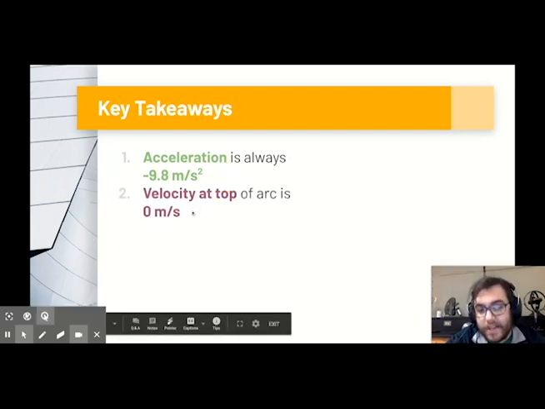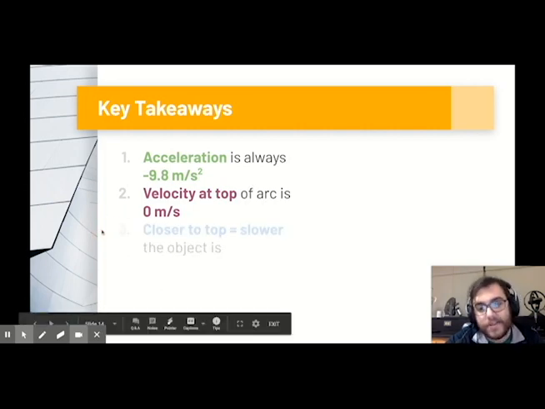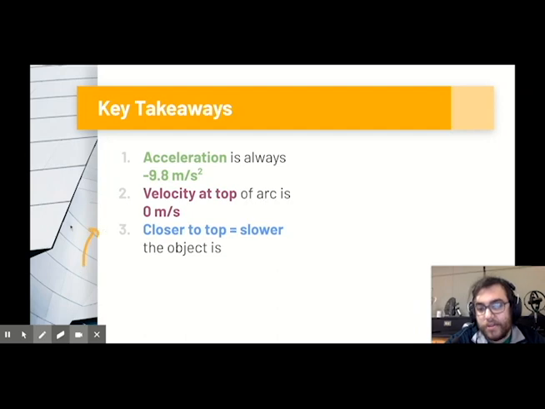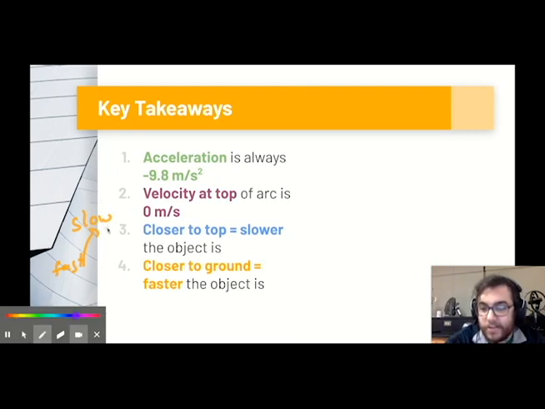Velocity at the top of the arc is always equal to 0 because at some point it's going to have to come back down. So it has to cross 0 at some point. The closer to the top of an arc, the slower an object is. So up here, slow, fast. Closer to the ground, the faster the object is. So if we compare it on this side, still slow at the top, faster because it accelerates.